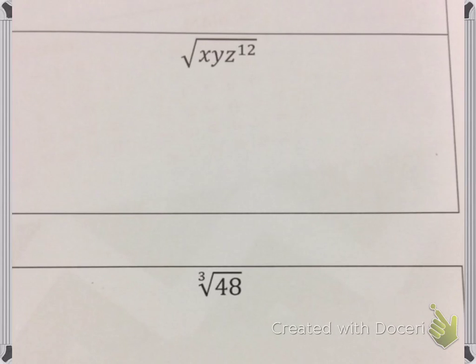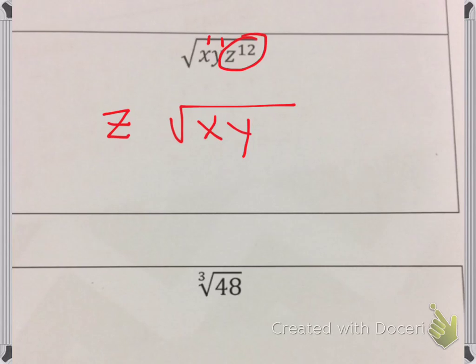This next one, there's only 1 x and 1 y, so they can't come out. They have to stay under there. But I have 12 z's. If I think about how many groups of 2 I can have in 12, I would have 6 groups of 2.